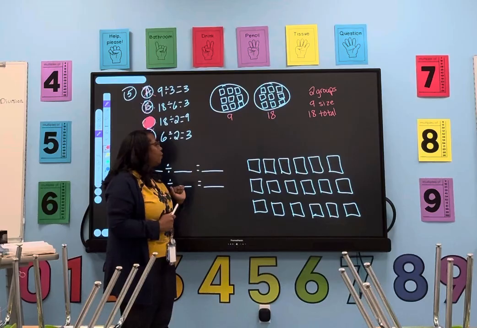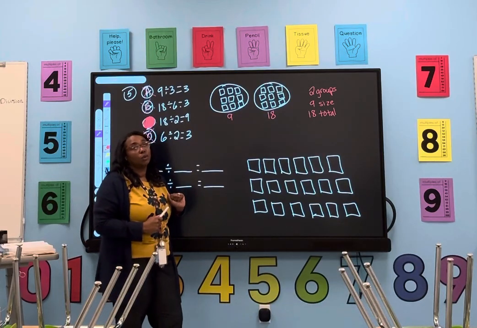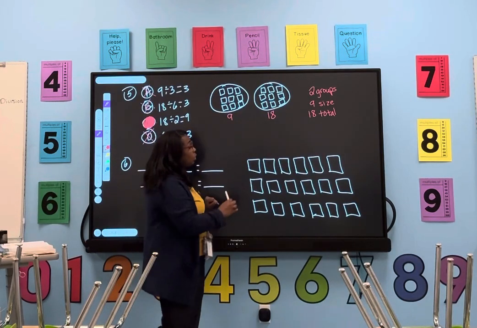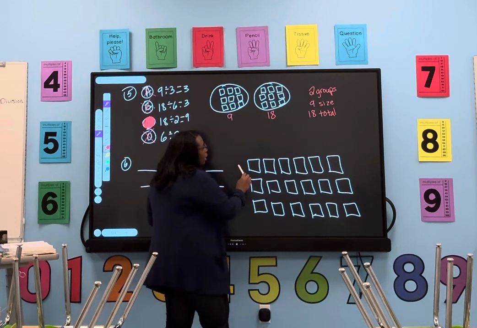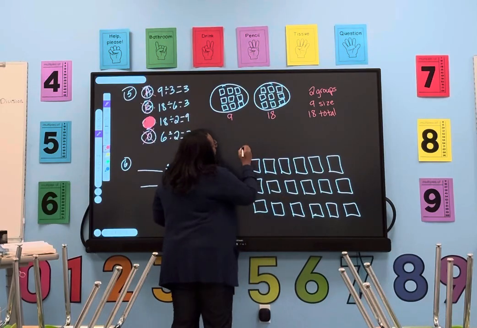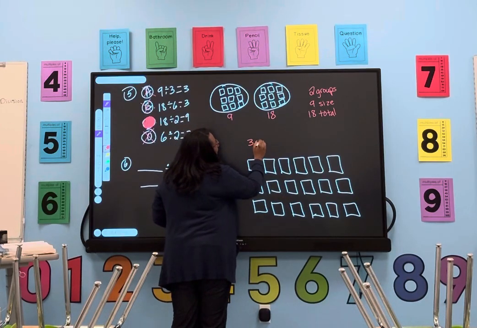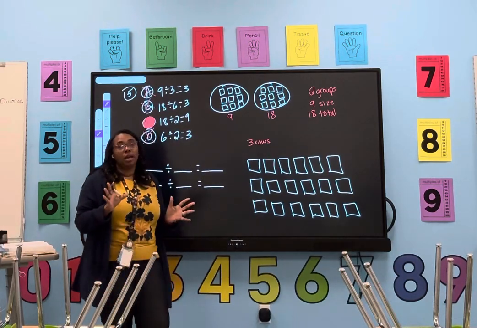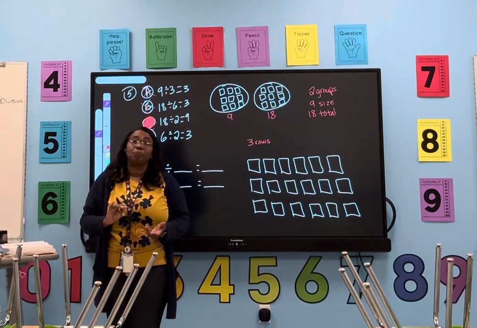So first thing, let's start with our rows. I have 1 row, and rows go side to side. Let's remember that. 1 row, 2 rows, 3 rows. So I have 3 rows. Okay, and I write it down so that I can remember.